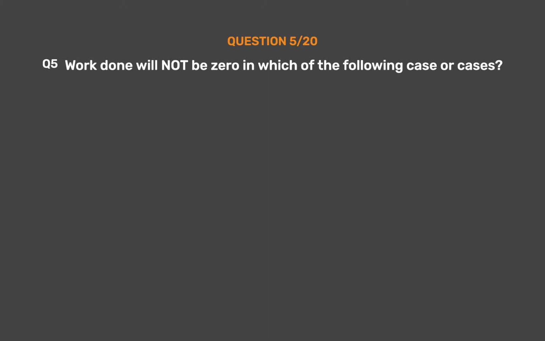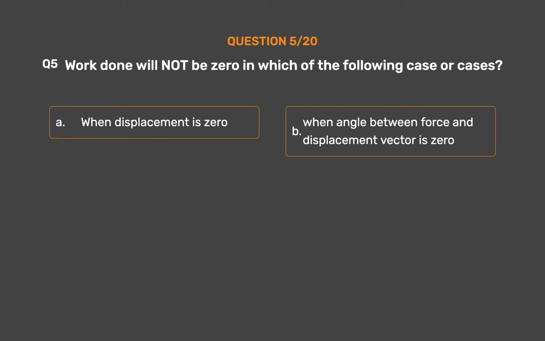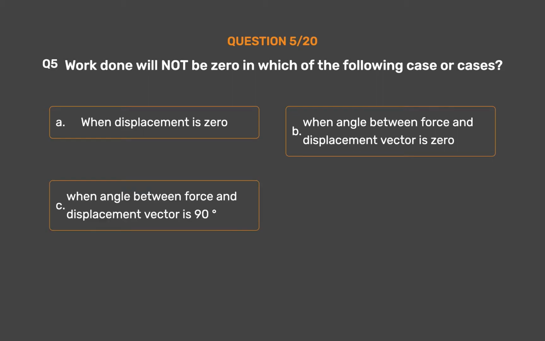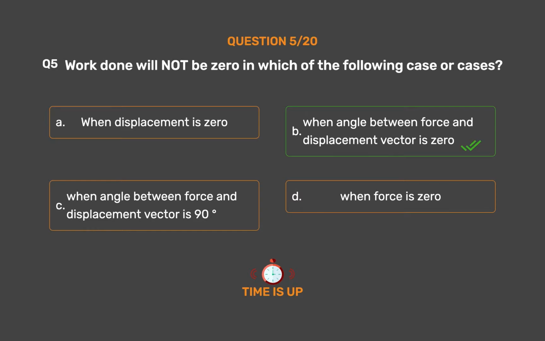Question number 5. Work done will not be zero in which of the following case or cases? Option A. When displacement is zero. Option B. When angle between force and displacement vector is 0. Option C. When angle between force and displacement vector is 90 degrees. Option D. When force is 0. The correct answer is Option B. When angle between force and displacement vector is 0.